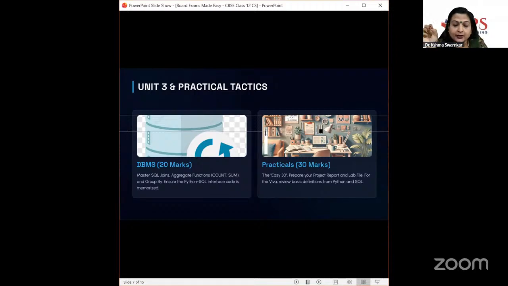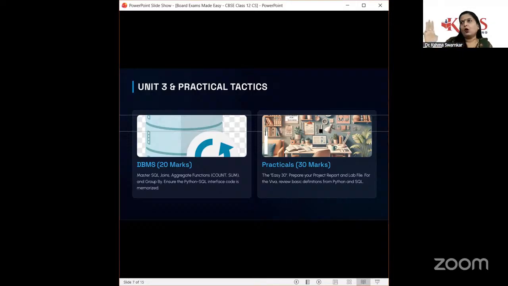And regarding the practical 30 marks questions, be confident during your vivas if it is not done. If it is not done, then be confident about the vivas, because the external examiner usually asks basic definitions, not a typical kind of thing. Because if you know your practical logics, then you will definitely get 30 out of 30.